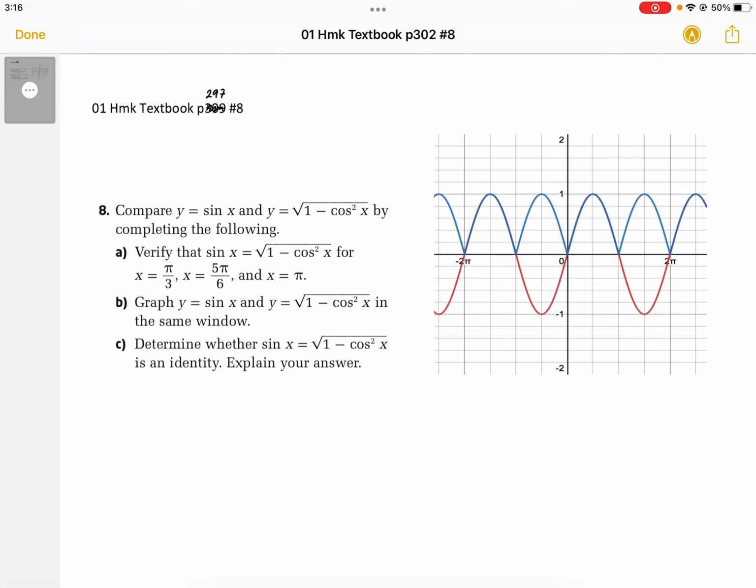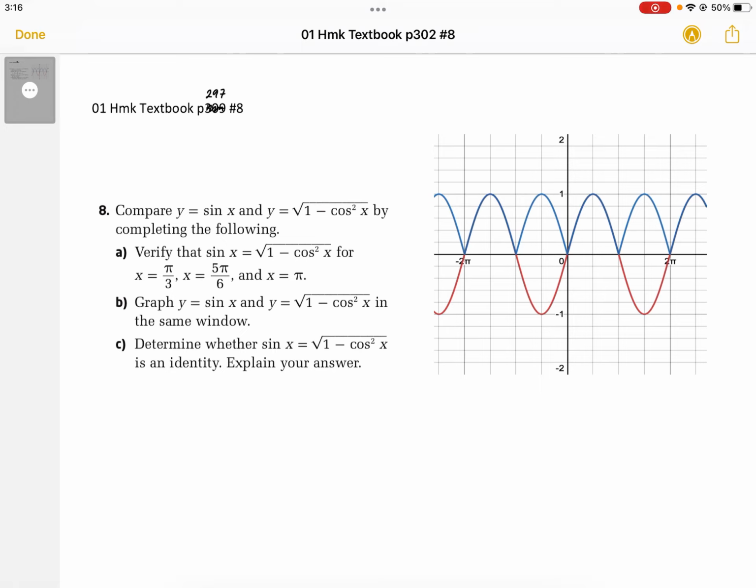So number 8 says compare y equals sine x and y equals square root of 1 minus cosine squared x by completing the following. So it says A, verify sine x equals the square root of 1 minus cosine squared x for x equals pi over 3, 5 pi over 6, and x equals pi.